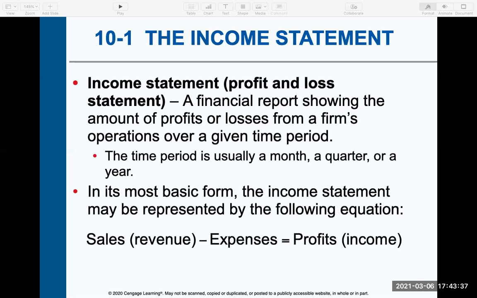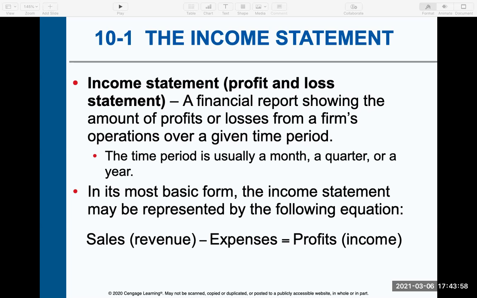We're going to first jump into the income statement, also known as the profit and loss statement. Yes, this language is interchangeable. The income statement gives us an idea about our profitability in a given period of time. It could be monthly, quarterly, or annually, depending on how often you do that with your business.